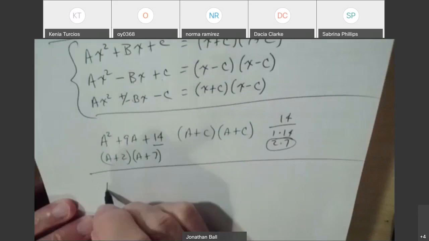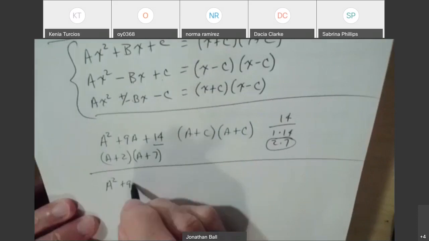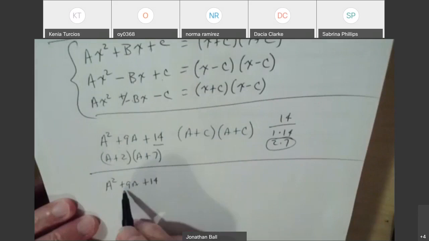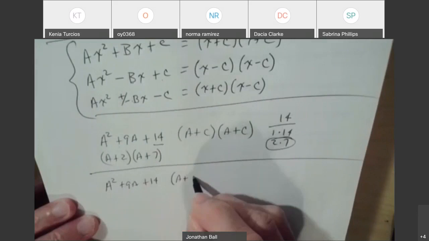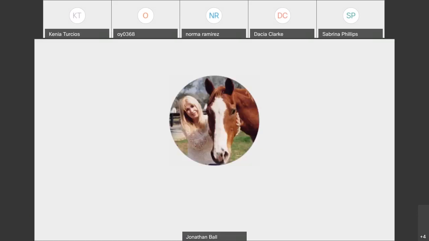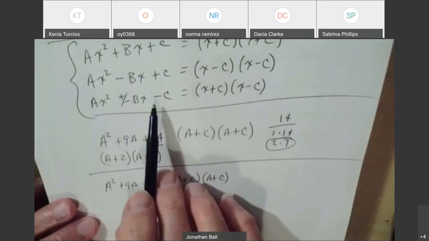Okay, if we have a squared plus 9a plus 14, everything in here is positive. So we know that our two terms are going to be a plus some constant and a plus some constant. Did everybody write this down? This is fairly important.